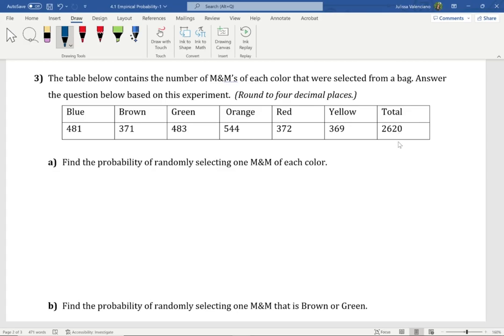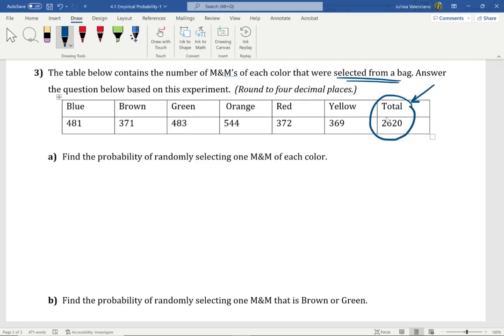Okay. So what is the experiment here? The experiment here is selecting M&Ms from a bag. How many times was the experiment repeated? Well, we see that a total of 2,620 M&Ms were selected from the bag. So this is the number of times the experiment was repeated. That's going to help us calculate probabilities. Find the probability of randomly selecting one M&M of each color. Okay? So we have 3, 4, 5, 6 different colors. We're going to need to calculate 5 different probabilities.